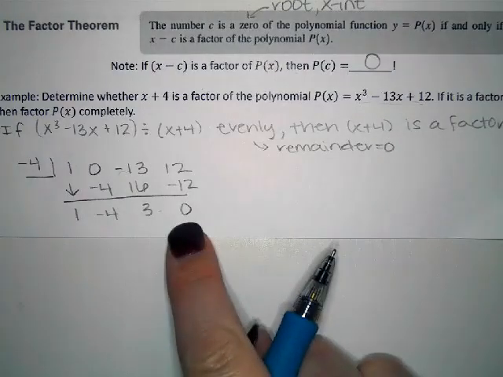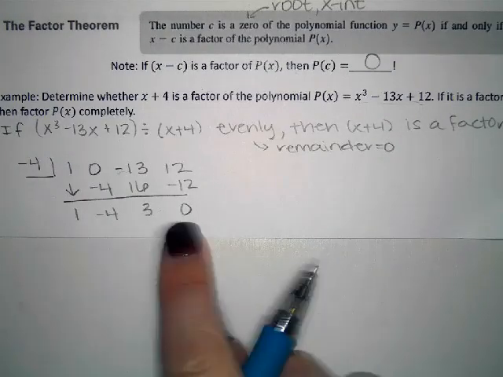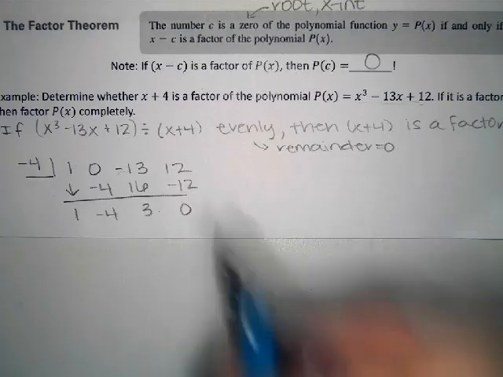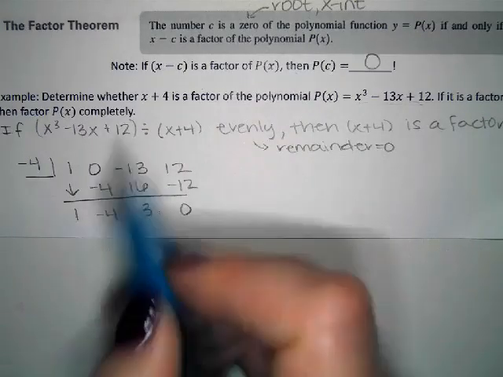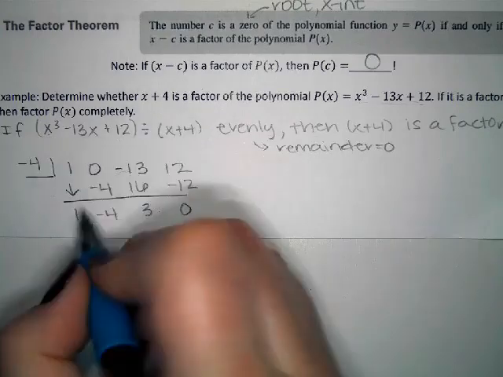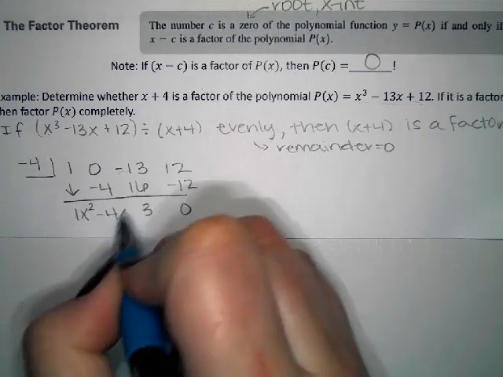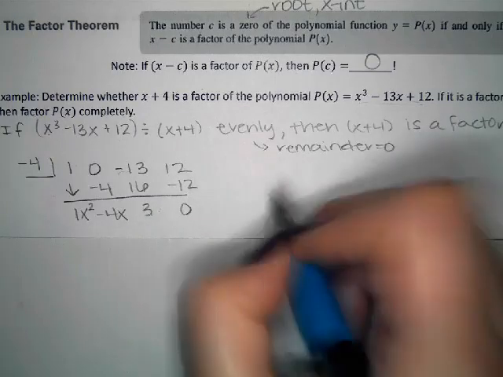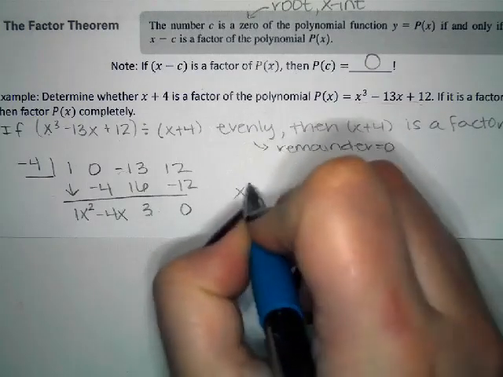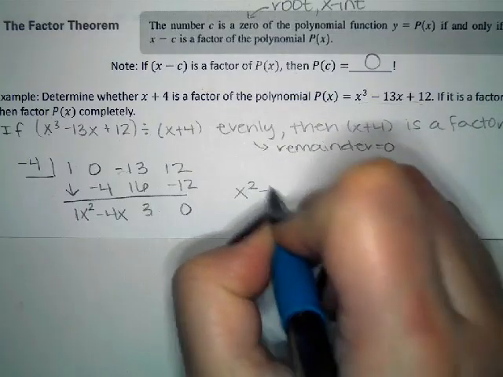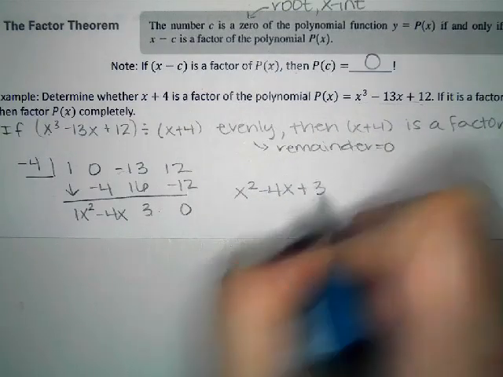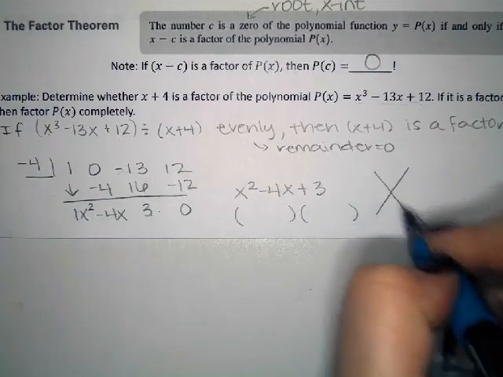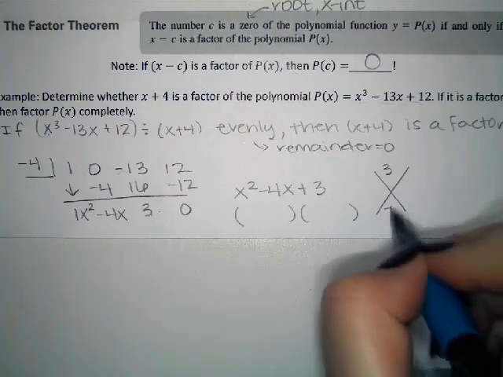Now I can go back and write what this ended up being. So x to the third divided by x would be x squared, x, no x, and then no fraction because it divided evenly. So we need to factor the rest of p of x, which is x squared minus 4x plus 3. So I'm looking for two numbers that multiply to 3 but add to -4. And those two numbers would be -3 and -1. x minus 3, x minus 1.